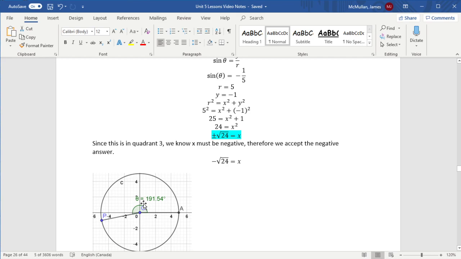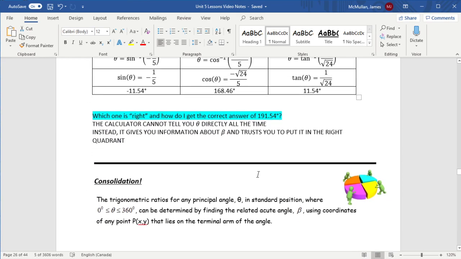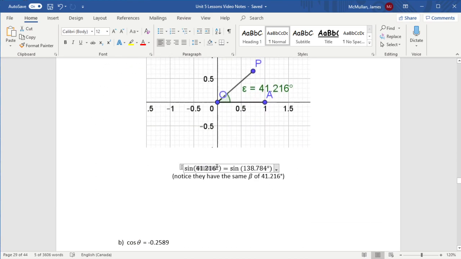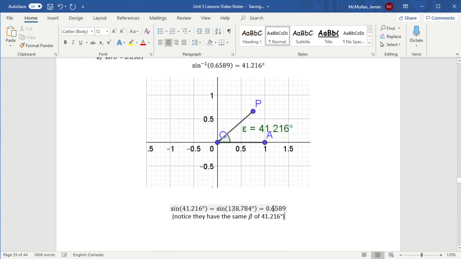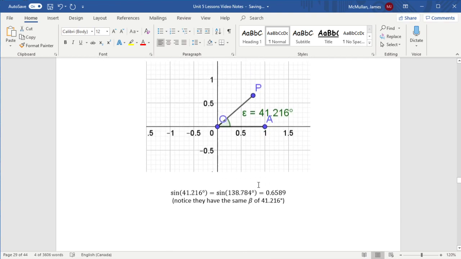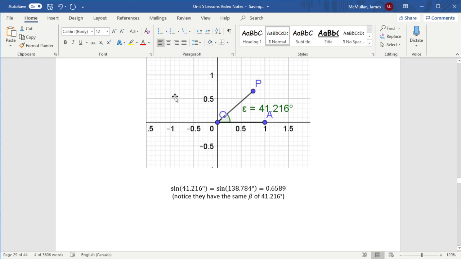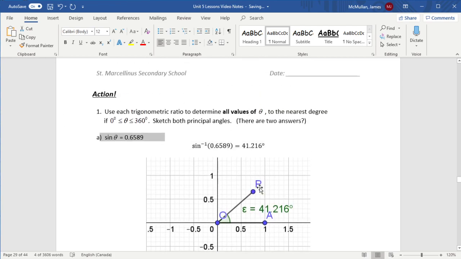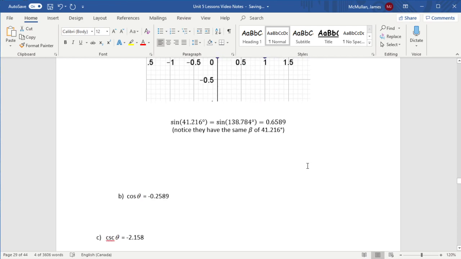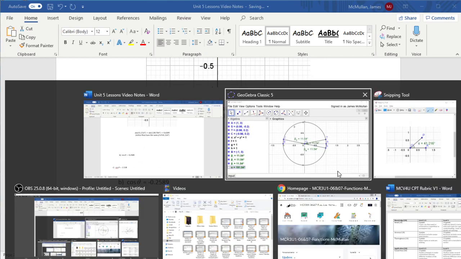So the reason that this is difficult is because more than one angle has the same sine. Sine 41.216 is the exact same thing as sine 138.784. They both have a sine of 0.6589. So which one do you mean if you tell me that the sine of theta is 0.6589? Do you mean the one in quadrant 1 or the one in quadrant 2? Because this question does not specify which one I actually need, and it actually tells me to get both, that's what I'm doing here. I'm getting both answers. Okay?